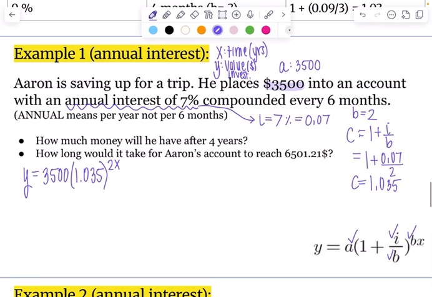So now that we're looking for after 4 years, we can plug in X as 4. So Y equals 3,500 times 1.035 to the power of 2 times 4, which is essentially just going to be 8. So 1.035 to the power of 8 times 3,500. His investment would be worth $4,608.83.